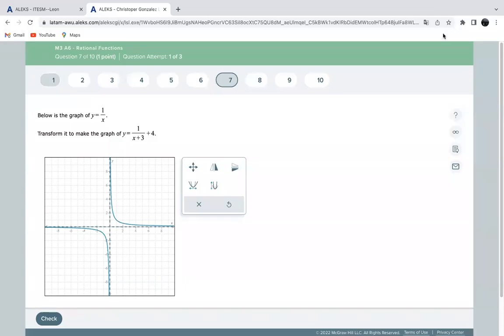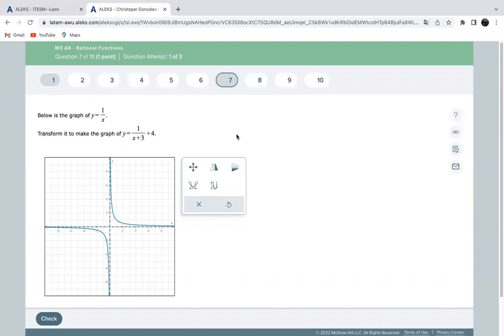Hello. In this video, we're going to see how to sketch the function y equals 1 divided by x as a parent function, and then transform that graph using the graph down here. So in this one, we have y equals 1 divided by x plus 3, and then plus 4.